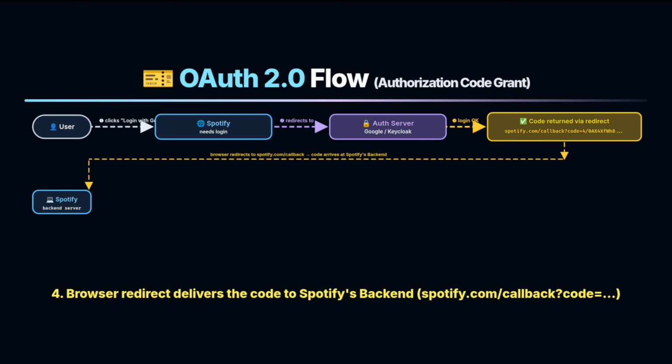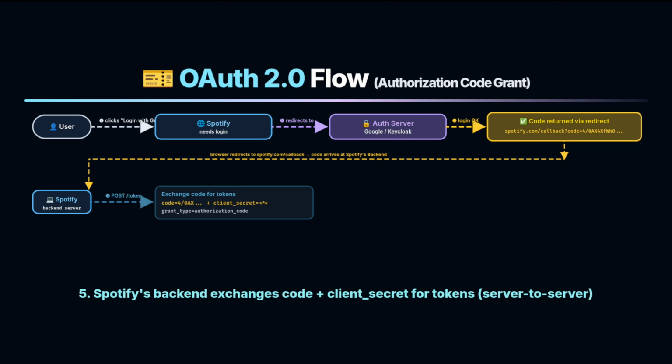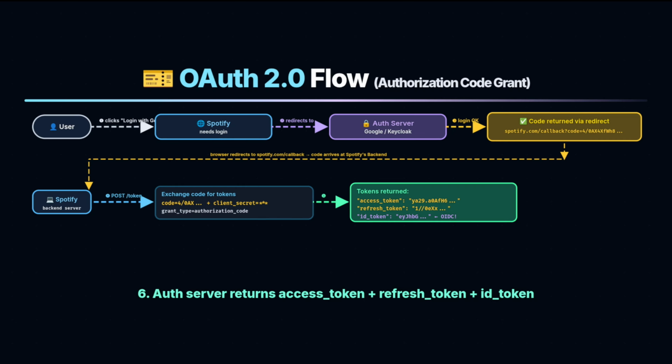Now there is a critical part. When the browser hits spotify.com/callback with the code, the request lands on the Spotify server, so the Spotify backend now has the code. Then the Spotify backend calls Google directly, no browser involved, just server-to-server communication with the code plus a secret that only Spotify knows. Google verifies everything and sends back 3 tokens: access, refresh, and ID token.